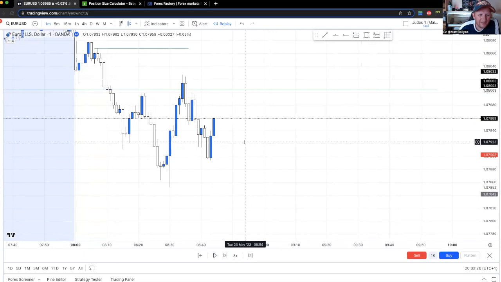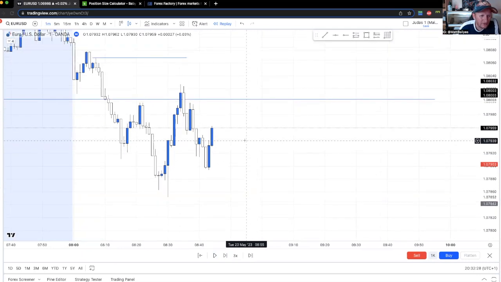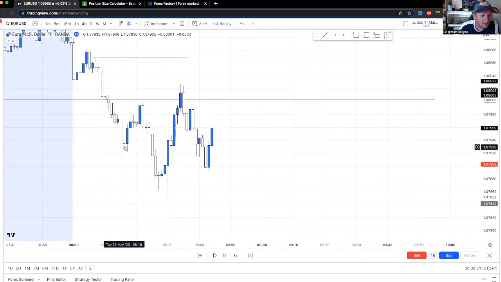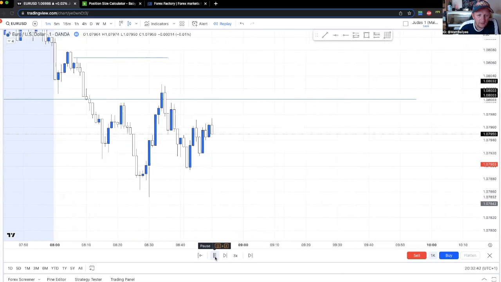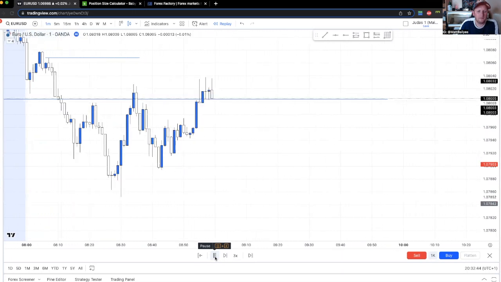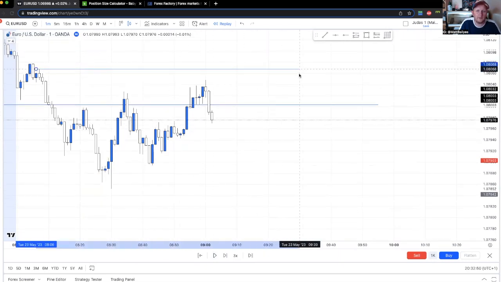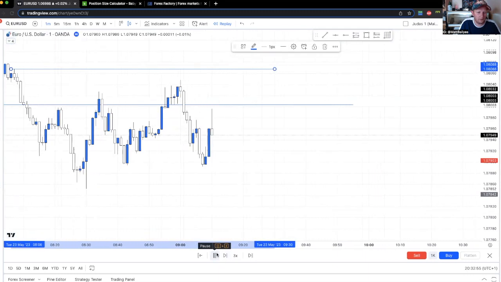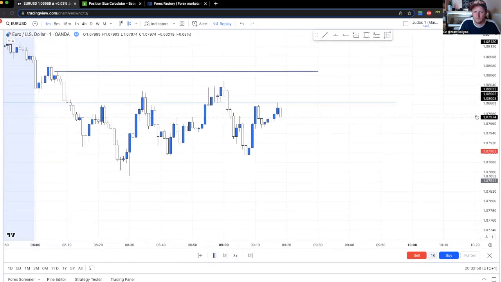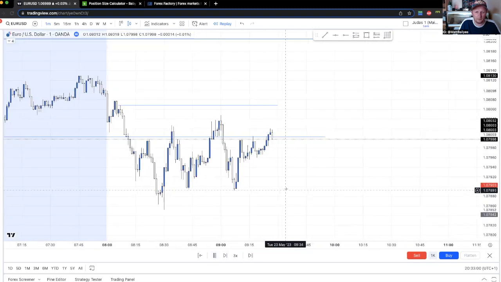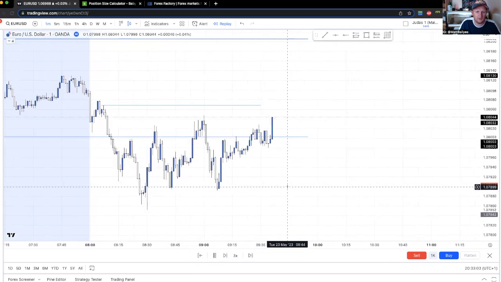I'm still waiting for a proper fractal change of character right here. I'm struggling to find one. I don't like this here, so I'm going to keep that as my fractal change of character line right there. So if price comes up and breaks this line here, I'll get in. We'll see what happens, or if it creates a new low. If you're in doubt, stay out. That's what I say. If you're in doubt, stay out.